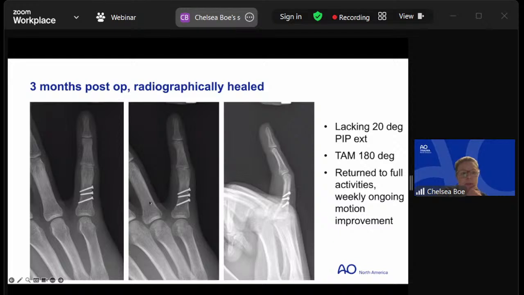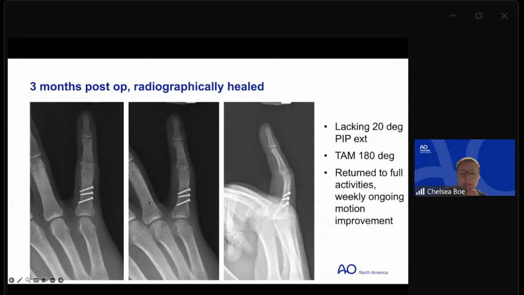His motion was a little slower, this young man. So at 3 months, he's radiographically healed. I was really pleased with the healing. I told him at this point to go back to his basketball, gently, but his motion is still recovering. He's making weekly improvements, and actually letting him go sometimes and taking the reins off the motion for certain patients is really the key to get that motion back.